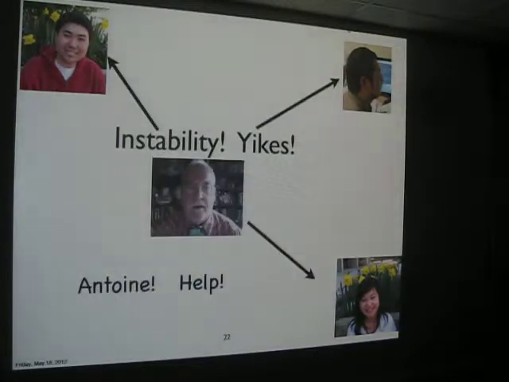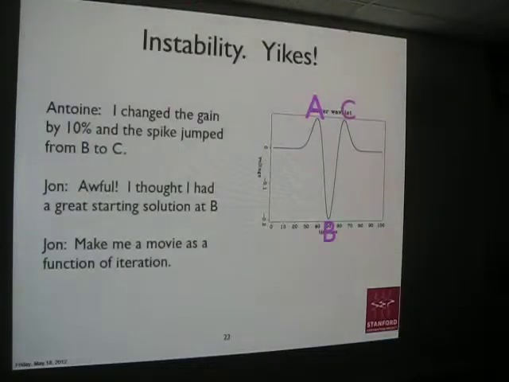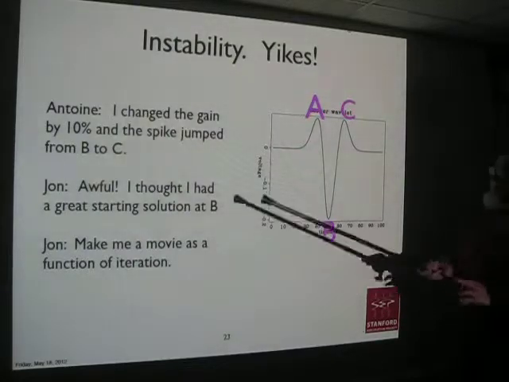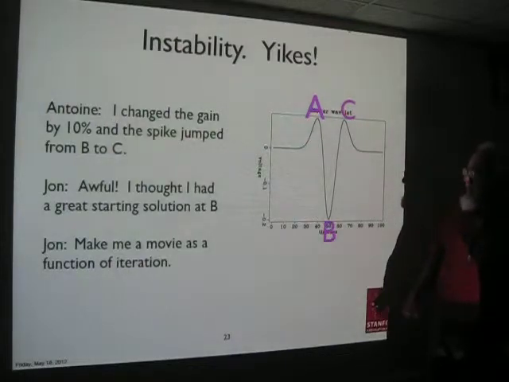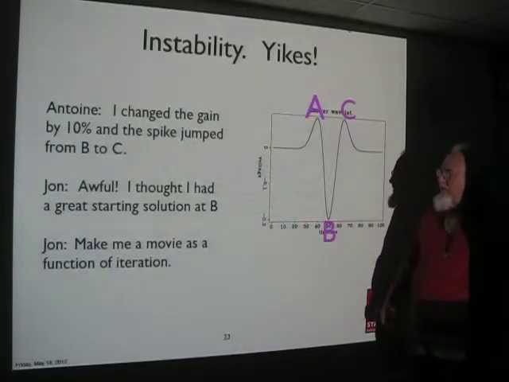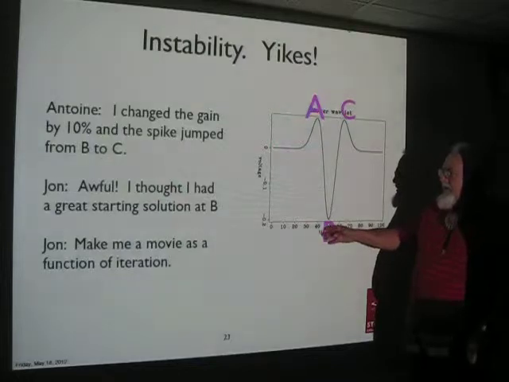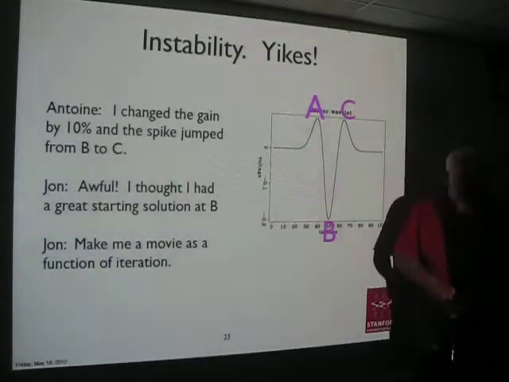Kind of disturbing here. So I said, Anton, help. Are we going to keep this thing going? Are we going to stay alive here? And so Anton says, well, I changed the gain by 10%, and the spike jumped from B to C. And I said, oh, that's awful. I thought I gave you a great starting solution at B. Would you make me a movie as a function of iteration so I can see what's going on?